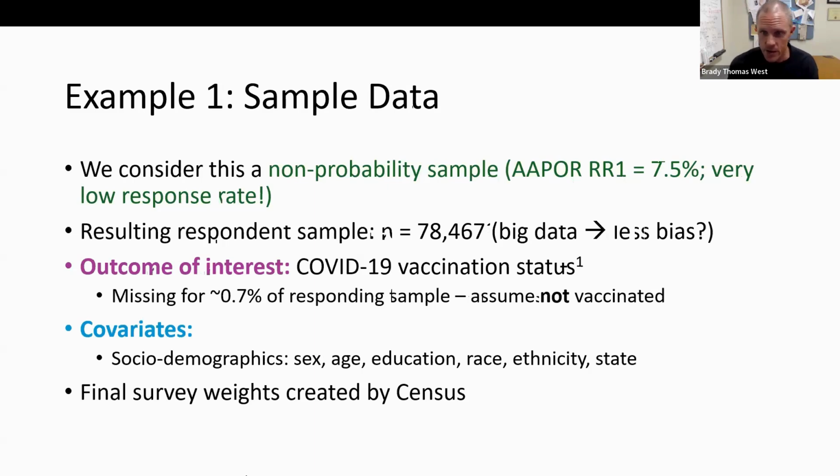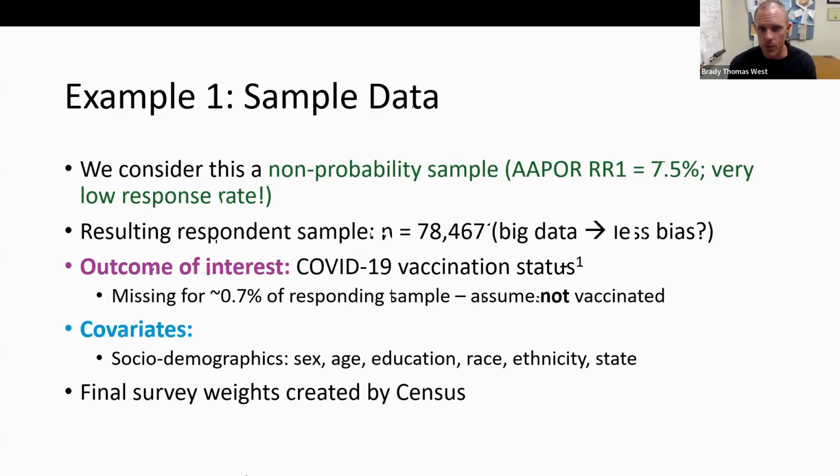So you look at this and you say 7.5% response rate, but huge data set. And we ask the question, does big data mean less bias? And this is the paradox everybody's struggling with. If we have 78,000 people, we'd love to have that in every survey. We're guaranteed to get a good estimate, right? Not in the slightest. And that's one of the big messages here, okay?